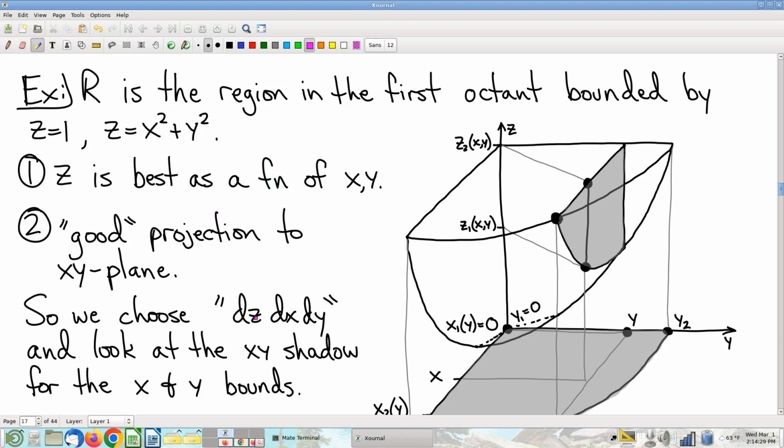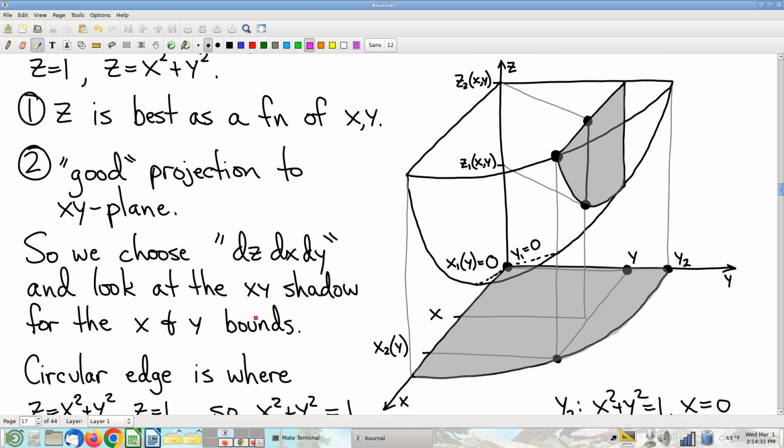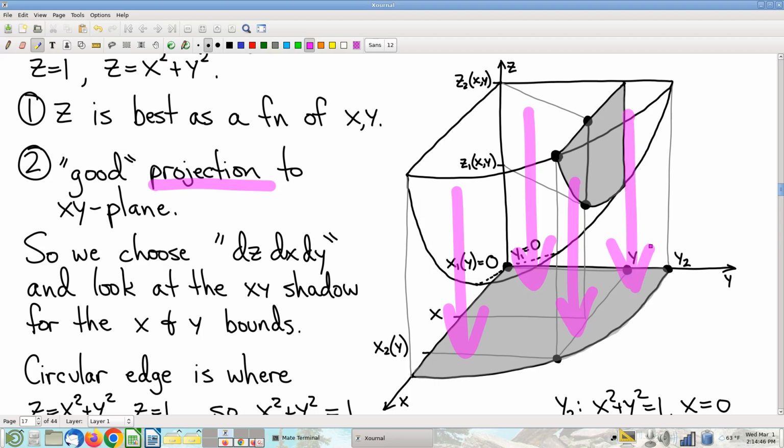Okay, let's talk about the projection business. I claim that there's a good projection into the XY plane. What do I mean by that? Let's start slow. What do I mean by a projection into the XY plane? Well, I mean hopefully exactly what you think. Namely, everything just gets pushed straight down into the XY plane.